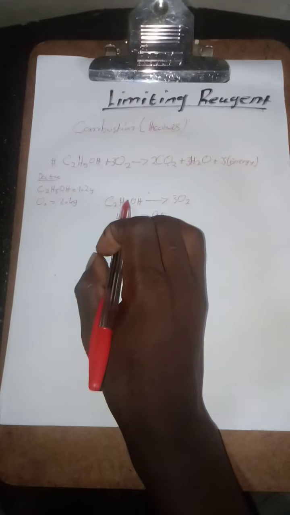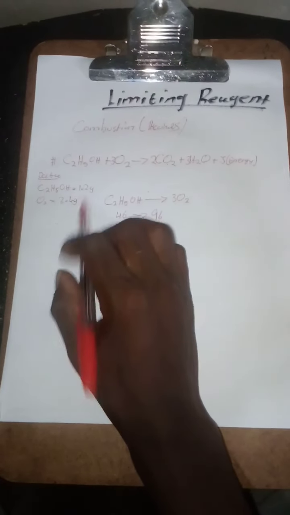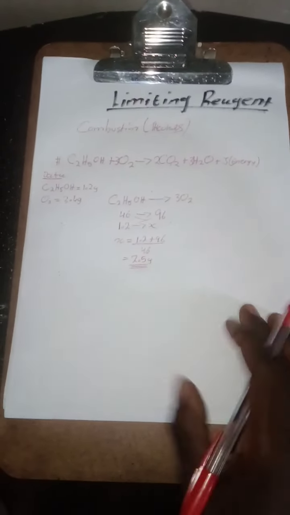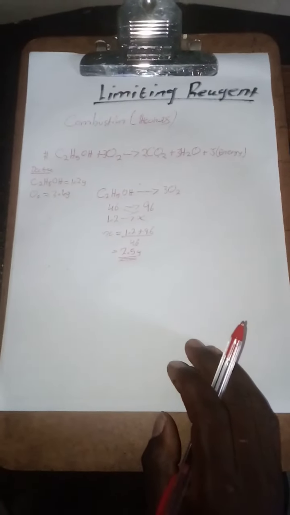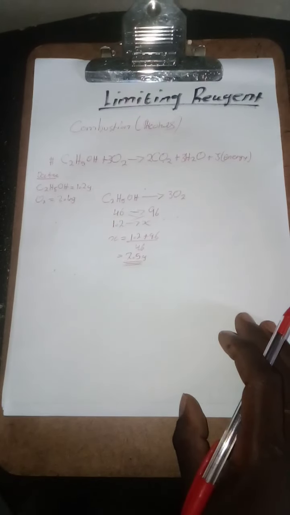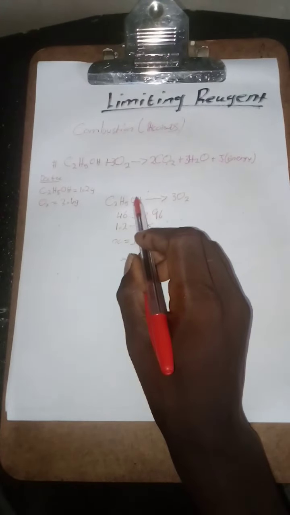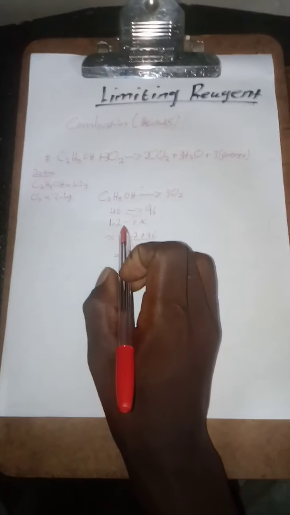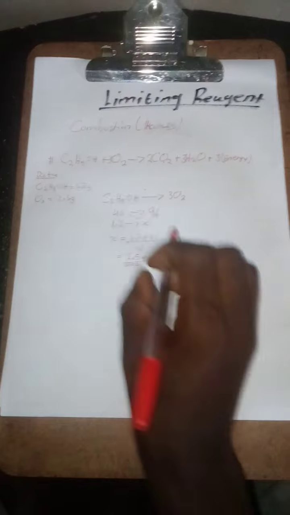For me to determine which of these is a limiting reactant, I had to use masses, and you can also use moles, and so on. There are a lot of ways in which you can calculate the limiting reactant depending on how the question has been brought. I'm using a simpler method. There are a lot of complex methods, but I don't want to confuse anyone. Here we are comparing ethanol and oxygen. Of course, I'm going to use the balanced equation.